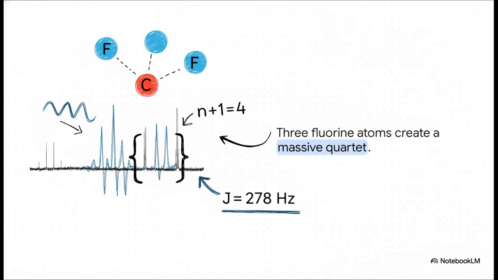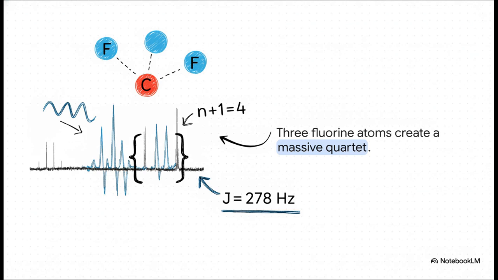Now, let's see how this builds when we invite more atoms to the party. This is the carbon-13 spectrum of CF3CH2OH. Notice that massive quartet centering right around 125 ppm. Since we have 3 directly attached fluorine atoms, our trusty n+1 rule kicks in. 3 + 1 = 4, which gives us a quartet. Having multiple fluorine atoms scales the splitting pattern up spectacularly, and it maintains a huge one-bond coupling constant of 278 Hz.